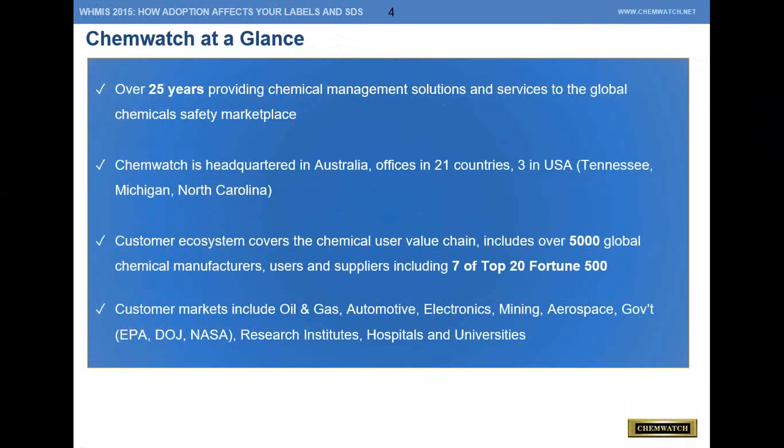Our ecosystem of customers covers the entire chemical user value chain. That is global chemical manufacturers, users, and suppliers use our solution, and that includes over 5,000 of these customers. We also like to state that 7 of our customers are in the top 20 Fortune 500. Our customer markets offer a wide range of applications: oil and gas, auto, electronics, mining, aerospace, government offices, as you see there, the EPA, NASA, DOJ, research institutes like the National Renewable Energy Lab, the National Center for Atmospheric Research, hospitals, and a wide range of universities, at least 30 to 40 universities here stateside.